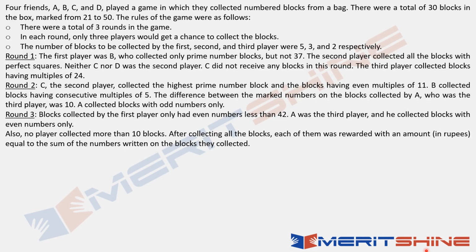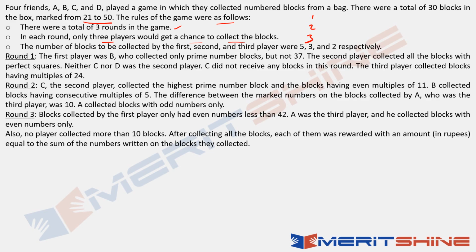So it's simple things here. 4 friends A, B, C, D, they played a game in which they collected numbered blocks from a bag. Simple data, they were a total of 30 blocks. So 30 blocks marked from 21 to 50. First piece of data, 21 to 50. These are 30 numbered blocks. Some rules given for the game. Total of 3 rounds in the game. 1, 2, 3. Simple data. It will go like this. In each round, only 3 players would get a chance to collect the block.